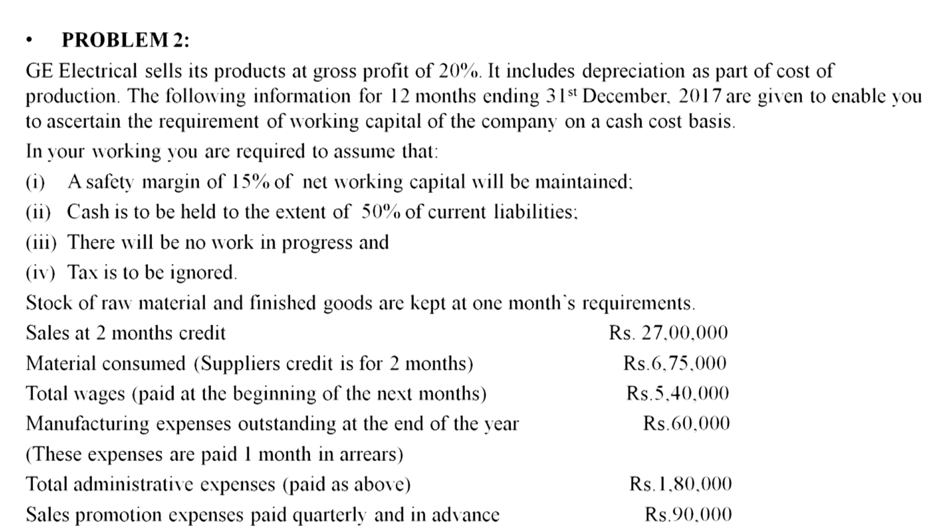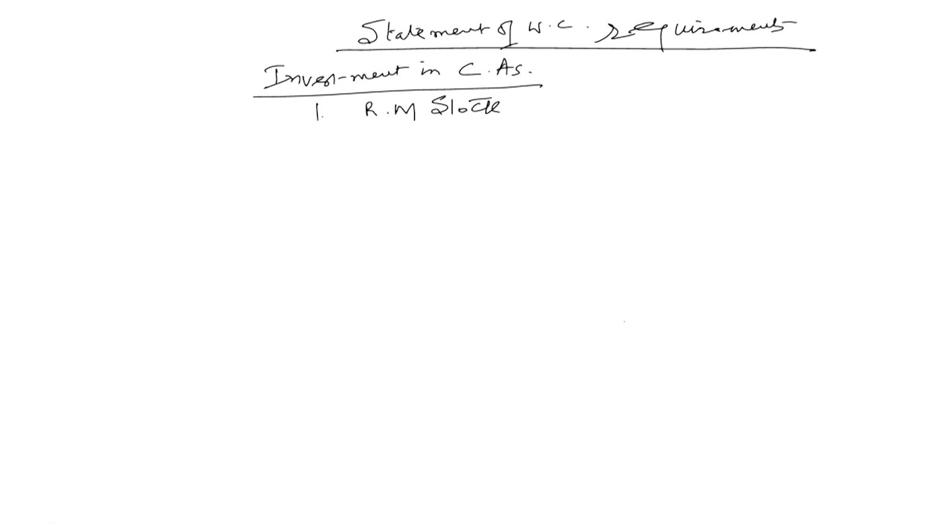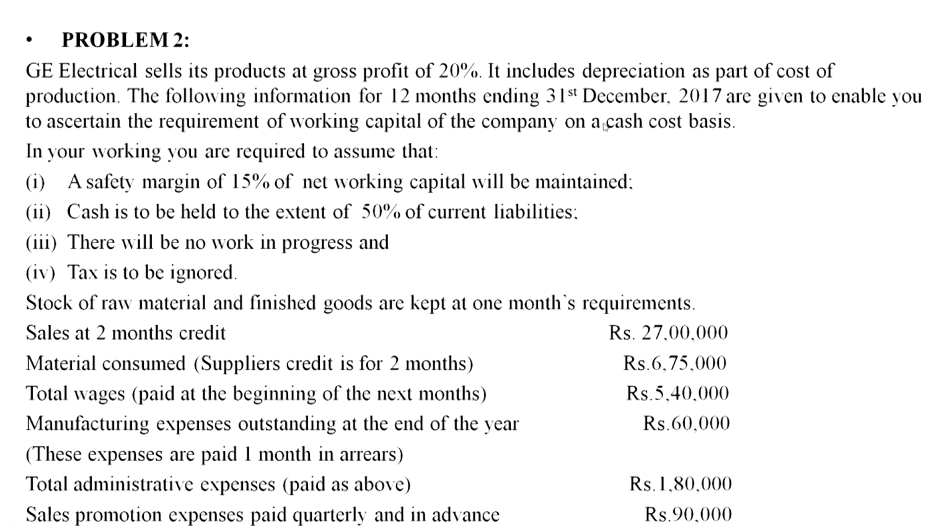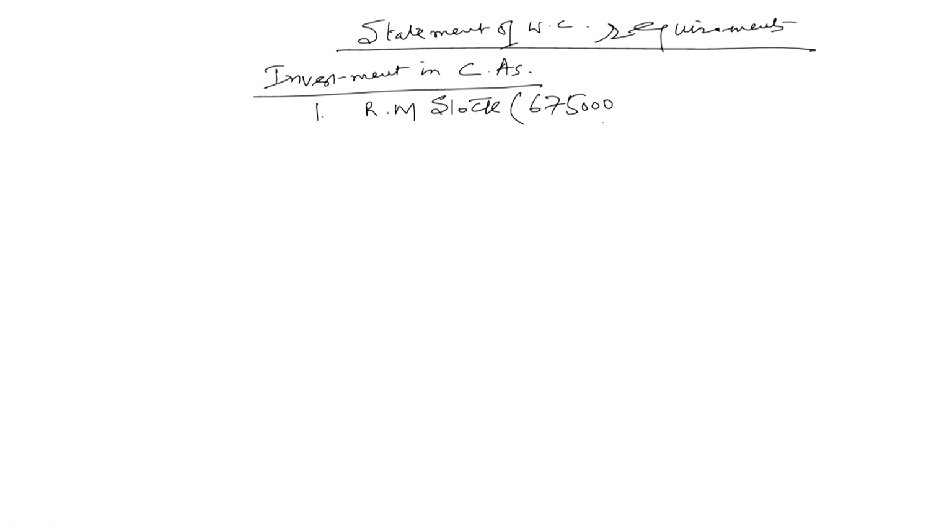Stock of raw material and finished goods. It's the first line, read the first line. Stock of raw material and finished goods are kept at 1 month's requirement. So it means raw material remains as raw material for 1 month's requirement. 675,000 is the cost of raw material, material consumed, suppliers credit is for 2 months. And it is only kept as a stock for 1 month.